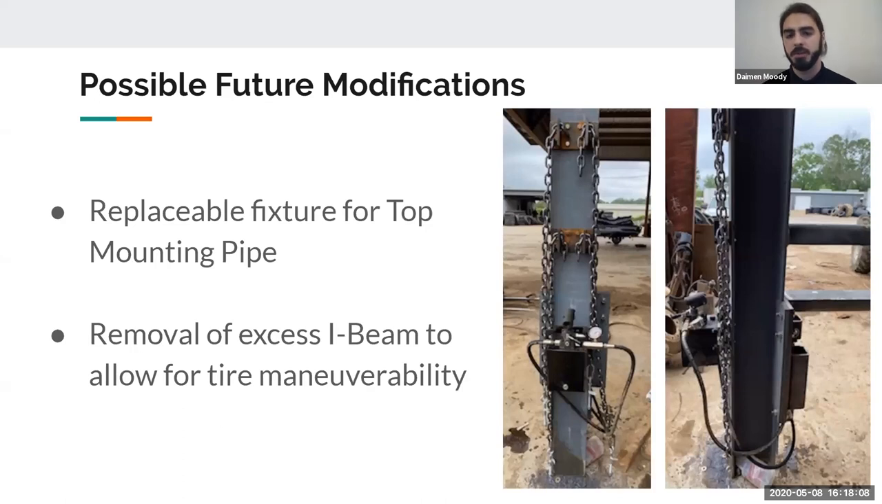Just some possible future modifications as a result of our final assembly and being able to mount a rim on the apparatus. If they have any problems with the currently statically welded top pipe, it would be possible to fabricate a replaceable top pipe there for any fatigue, or in the event of a critical situation like we mentioned earlier with the hydraulics dropping out on them from the tractor. If any sort of damage is seen, they can get a replaceable one up there.